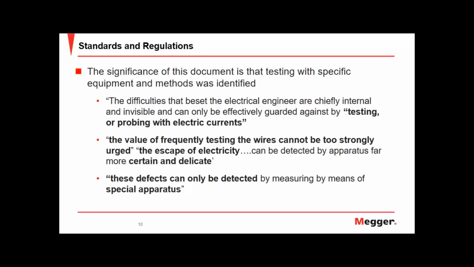So not only did you see in the first standards identified risk, but they also identified preventative measures to mitigate and control these risks. They talked about testing and probing with electric currents. They talked about the frequency of electrical testing. They talked about the use of special test equipment.